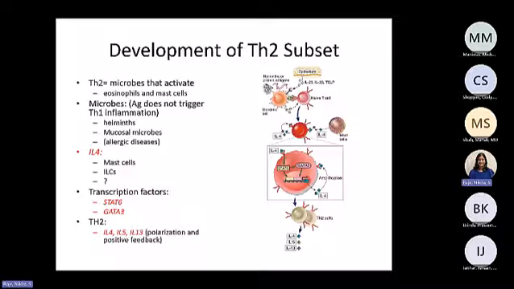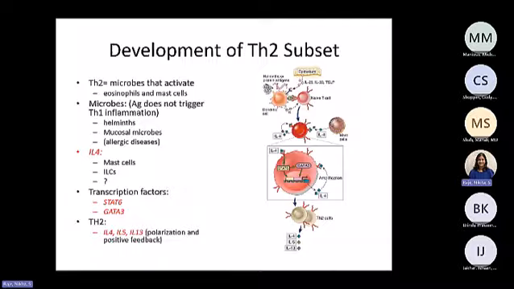So as you guys mentioned, the microbes that are important to activate the Th2 subset are helminths, right? Some of the mucosal microbes can also trigger Th2 subset activation. And then we know that the allergic diseases are also somewhere where Th2 subset is going to be active. So the goal of these cells is to have activated eosinophils and mast cells so that they can perform their function. So that's the goal.